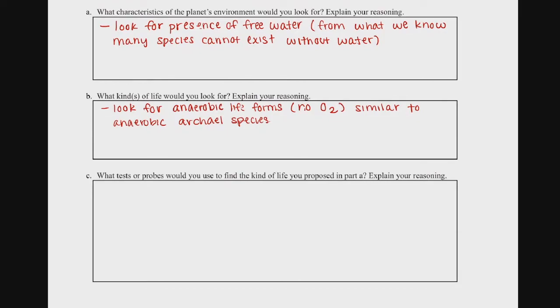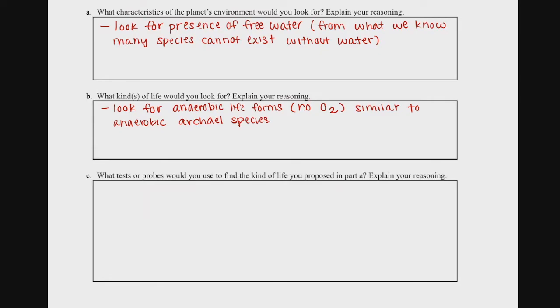Awesome. Alrighty, and then the last question. What tests or probes would you use to find the kind of life you proposed in Part A? So going with the example that we're given in the key and that I've been using, if we're saying that we know life can exist in the absence of oxygen, but we looked for free water as an indication of life, and that this life might be similar to anaerobic archaeal species, then the answer to this question would require the assumption that life on other planets evolved similar to life on Earth to determine what kind of test or probe.